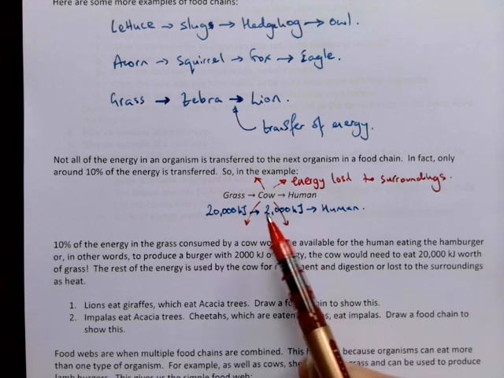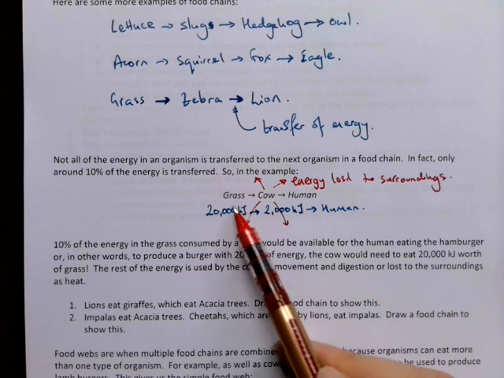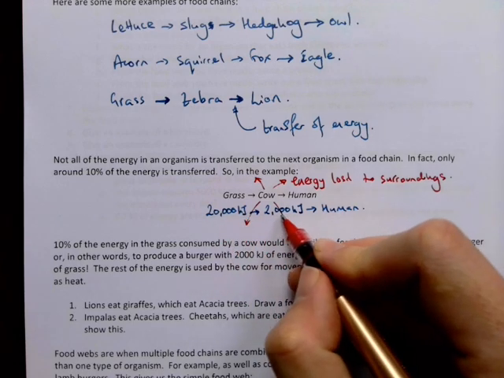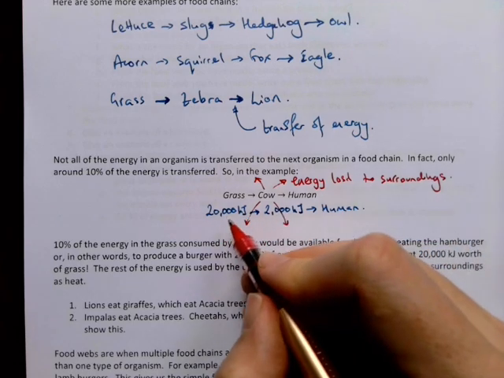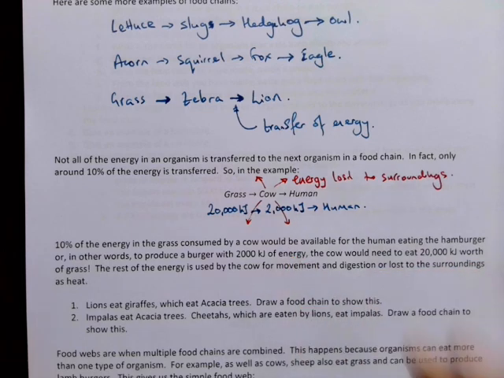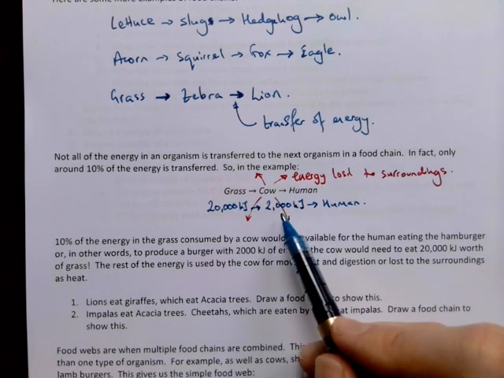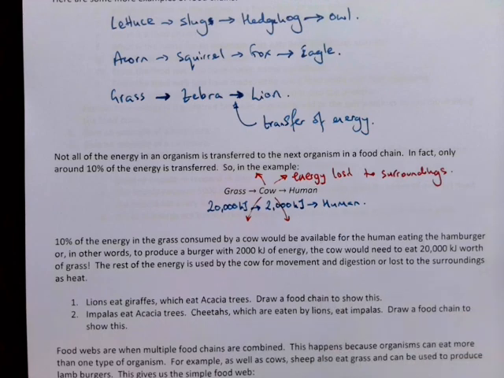So it needs to use some energy. It eats 20,000 kilojoules of energy. 2,000 goes into the burger, 18,000 goes into things like walking around, mooing, digesting the food, that kind of thing. And then there's 2,000 kilojoules left over for the human.